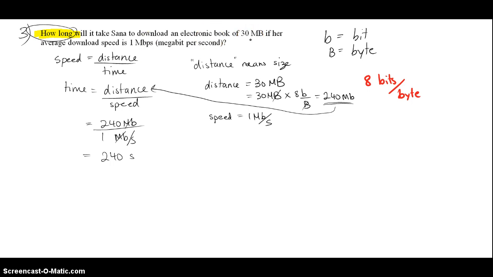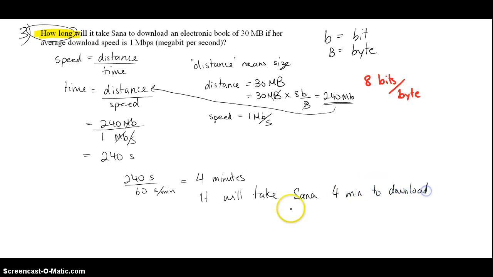Now if we want to convert this into minutes, we can just divide by 60. So 240 seconds divided by 60 seconds per minute will give me how many minutes there are, and this is equal to 4 minutes. And then of course we finish with a sentence. So it will take Sana 4 minutes to download her ebook. Okay, I hope that question made sense to you.